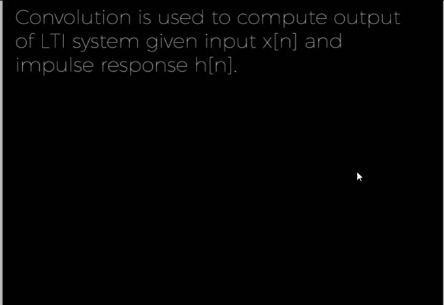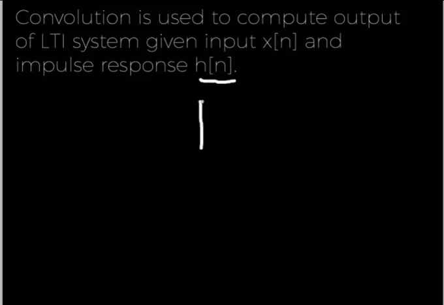The basic definition is here on the screen. Convolution is used to compute the output of an LTI system given the input x of n and the impulse response of the system, h of n. Now you need to be conversant with the definition of h of n.